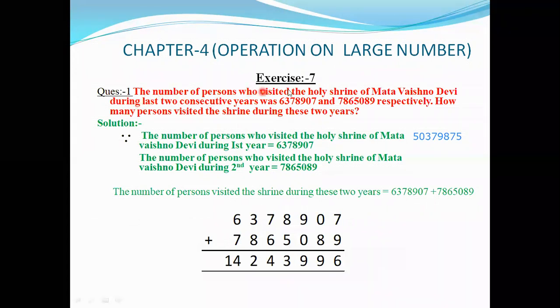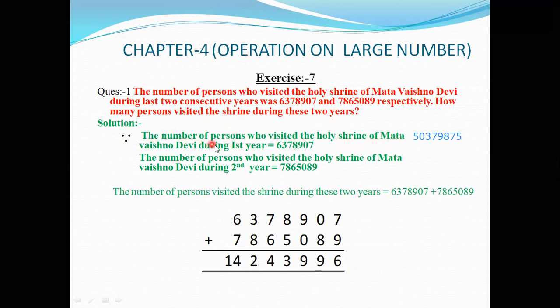The number of persons who visited the holy shrine of Mata Vaishno Devi during the last 2 consecutive years was these numbers respectively. How many persons visited the shrine during these 2 years? How can we solve it? We solve the word problem right here. Write the statement.